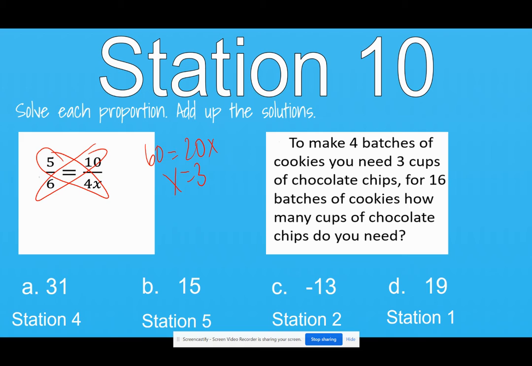For this problem, it says to make 4 batches of cookies. We have 4 batches. You need 3 cups of chocolate chips. So if we have 16 batches, how many cups of chocolate chips are we going to need? Well, all the cups are in the bottom, so you have to find out how many you need. So we get 4x equals 16 times 3, which is 48. Divided by 4, we get x equals 12. So we add them up. 12 plus 3 gives me 15. So I'm going to station 5.